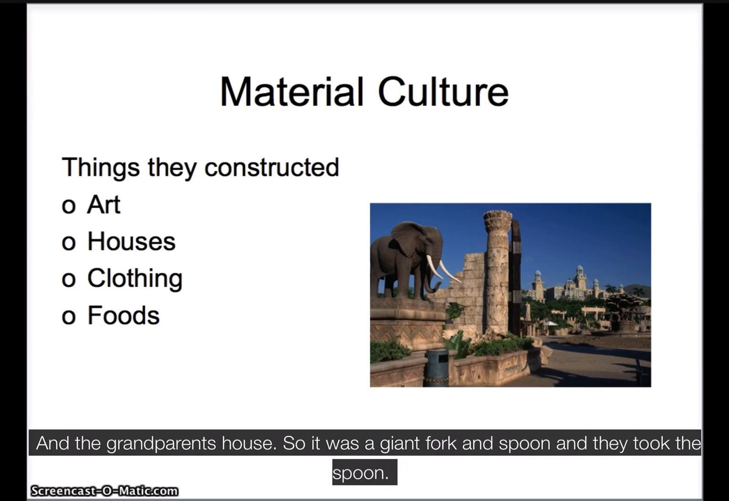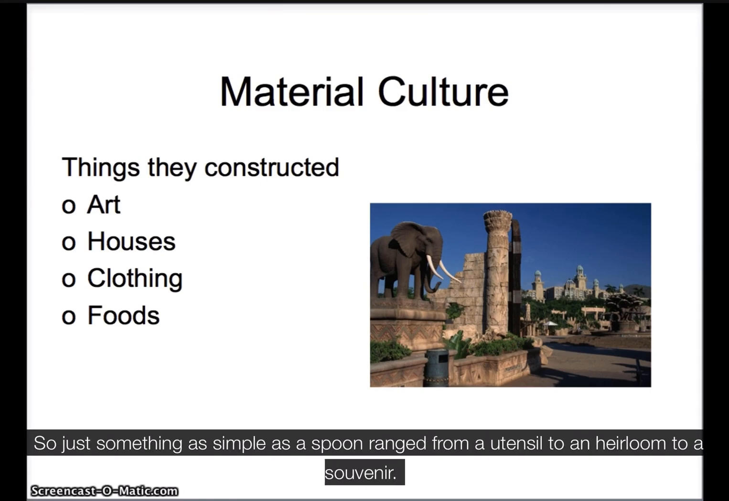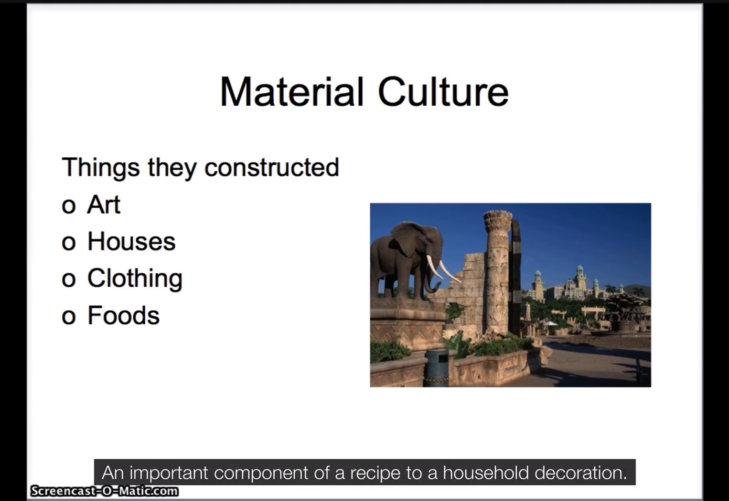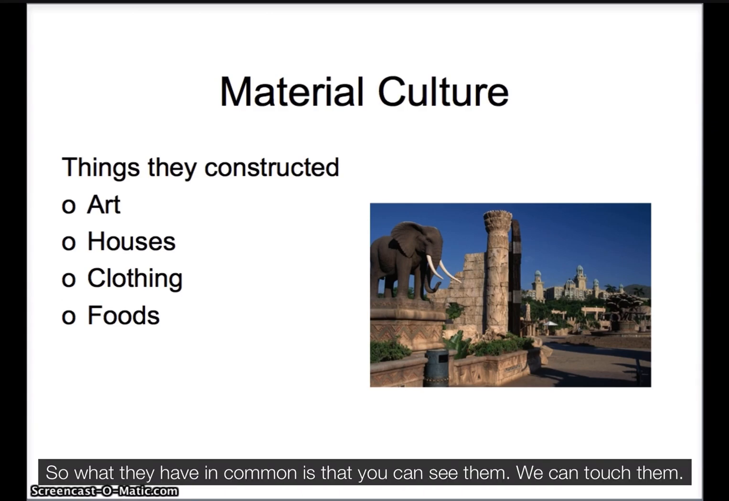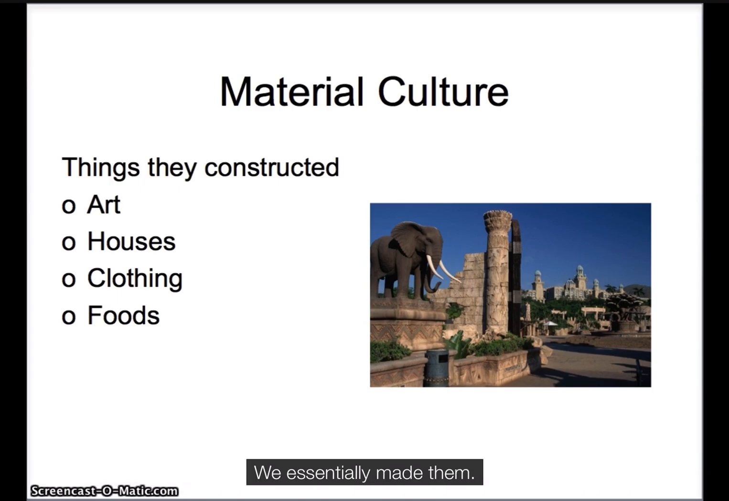So it was a giant fork and spoon, and they took the spoon. So just something as simple as a spoon ranged from a utensil to an heirloom to a souvenir, an important component of a recipe to a household decoration. So while grand things are part of material culture, even just the ordinary things are also part of material culture as well. So what they have in common is that you can see them, we can touch them, we essentially made them.